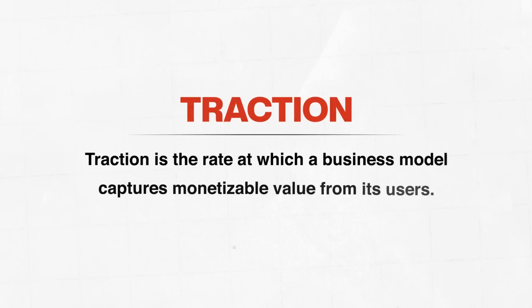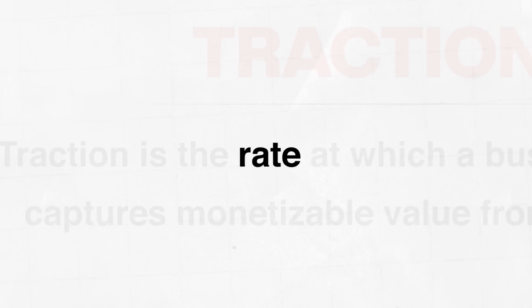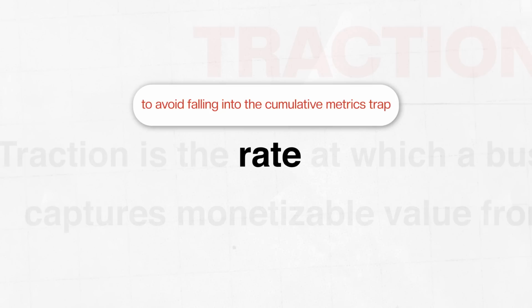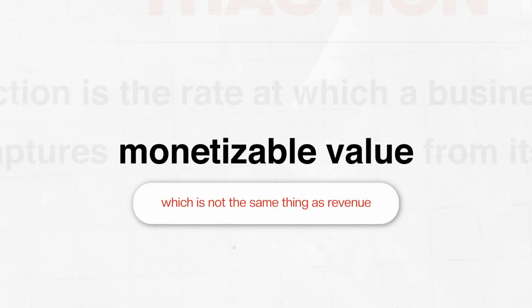Here's my definition of traction. Traction is the rate at which a business model captures monetizable value from its users. Let's break this definition down a little further. The rate part is important to avoid falling into the cumulative metrics trap I outlined earlier, and this definition is worded very precisely to measure the rate of monetizable value, which is not the same thing as revenue.